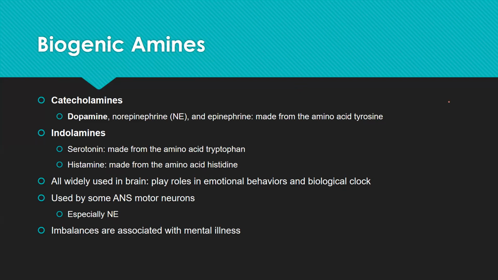The indolamines also are biogenic amines. They're in a different category from catecholamines. Serotonin and histamine would be the two. And I would know their precursors, tryptophan and histidine.